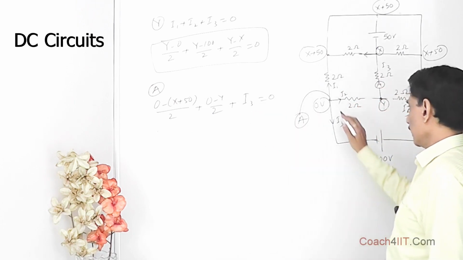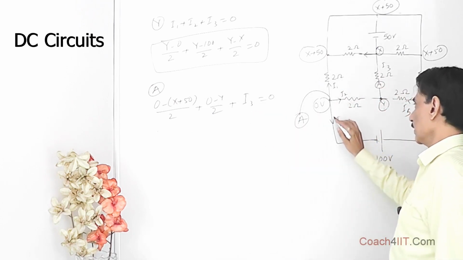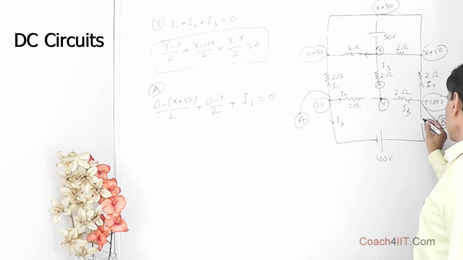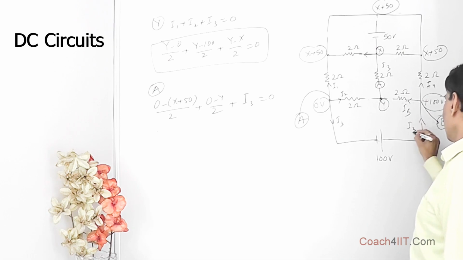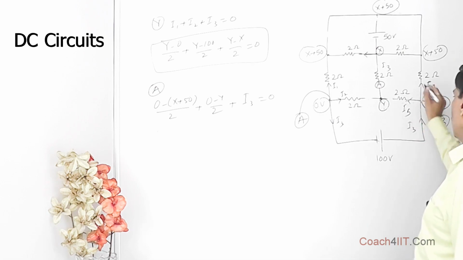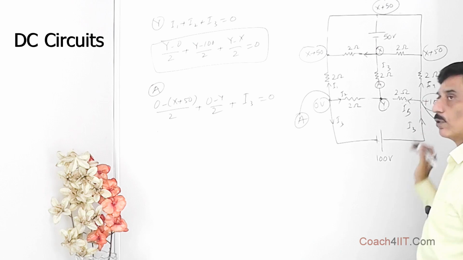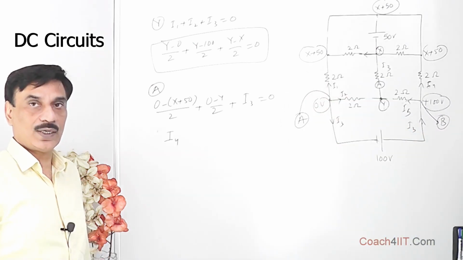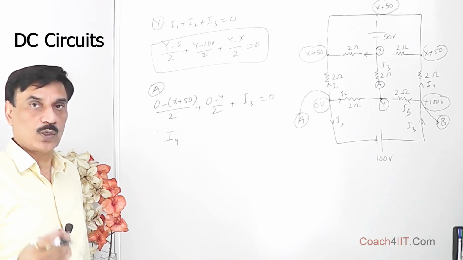One thing we can notice: suppose we assume that current is moving in this direction, and that is what we have assumed over here. If the current I3 is coming from here, and let's say it gets divided into I4 and I5, then I3 is going to be I4 plus I5. Once again, we are primarily using Kirchhoff current law only.